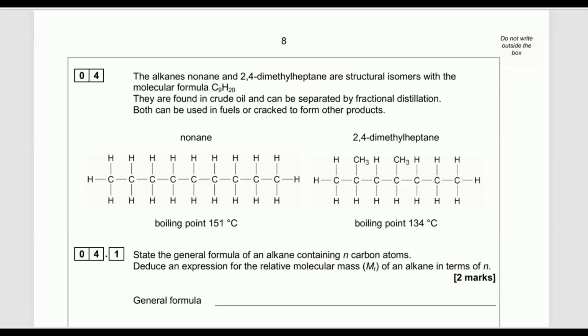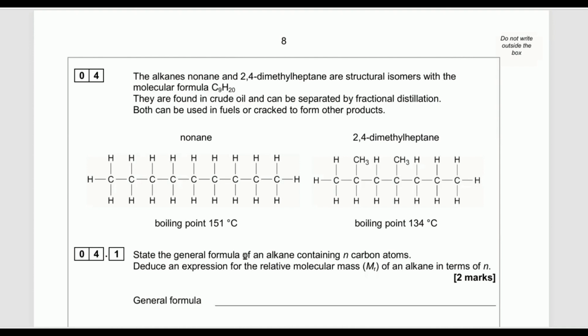Okay, let's get on with question four. So, what do we want to do here? The alkanes nonane and 2,4-dimethylheptane are structural isomers with the molecular formula C9H20. They are both found in crude oil and can be separated by fractional distillation. Both can be used in fuels or cracked to form other products. So, we have nonane here, boiling point 151, and we have 2,4-dimethylheptane here, boiling point 134, and they're both isomers, so they both have the same molecular formula, which means they have the same number of each element in the compound.